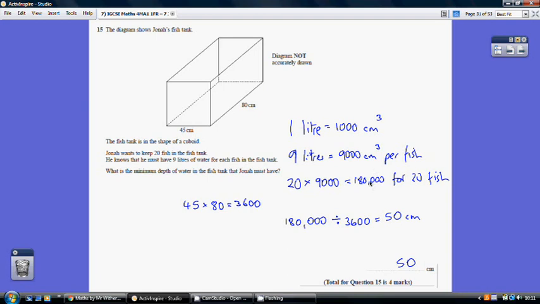Now how do you work out the volume of water? You do base, so 45 times the depth, times 80 times the height. So 45 times 80 times the height is going to give us our volume. So working backwards, if we do 180,000 divided by 3,600, that would tell us that we need to have a depth of 50 centimetres, because 45 times 80 times 50 gives us a volume of 180,000, and that's what we needed for the 20 fish. So what is the minimum depth of water? It's 50 centimetres.